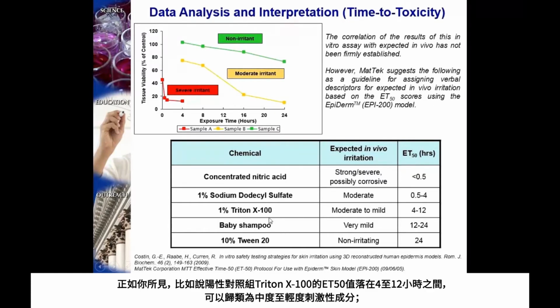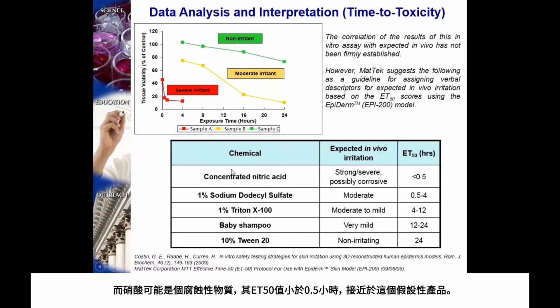As you can see, for example, the assay positive control, Triton X-100, could be considered a moderate to mild ingredient if the ET50 value falls anywhere between 4 and 12 hours. Whereas nitric acid is potentially corrosive with an ET50 value of less than 0.5 hours, similar possibly to this hypothetical product here. Other products, such as the baby shampoo, were very mild because the ET50 value was anywhere from 12 to 24 hours.